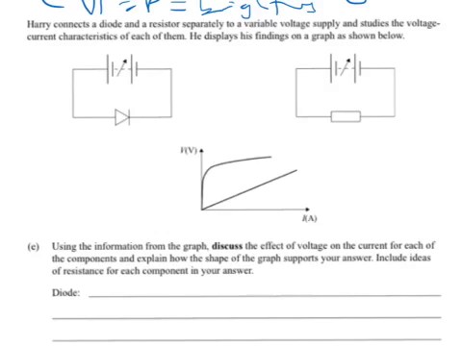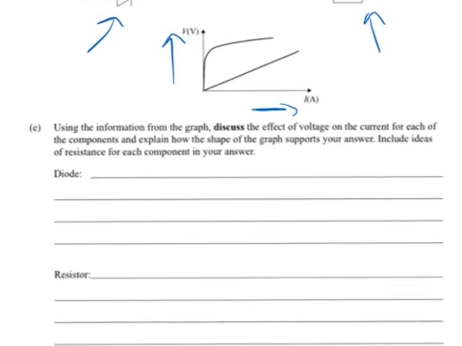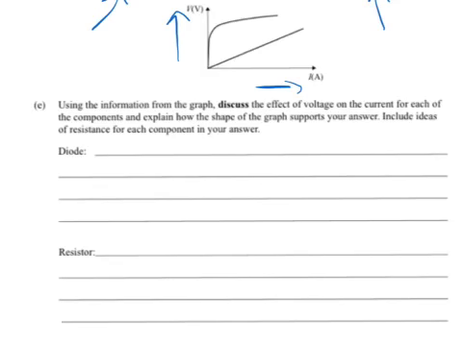Anyway, Harry connects a diode and a resistor separately to the variable voltage supply and studies the voltage current characteristics of each of them. He displays his findings on the graph as shown below. Okay, so there's the diode connected, there's the resistor connected, the variable voltage supply, because it's got the arrow through, and they've adjusted the voltage, increasing the voltage and measuring the current, although there's no ammeter in the circuit diagram. E. Using the information from the graph, discuss the effect of voltage on the current for each of the components and explain how the shape of the graph supports your answer. Include ideas of resistance for each component in your answer.